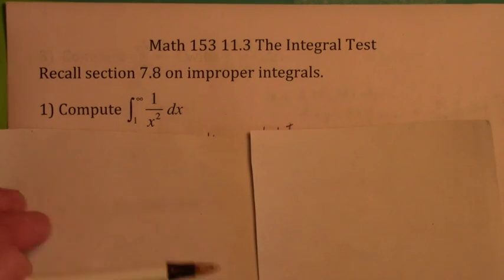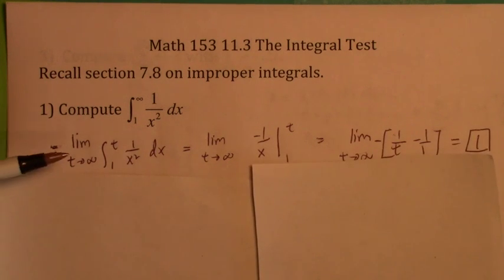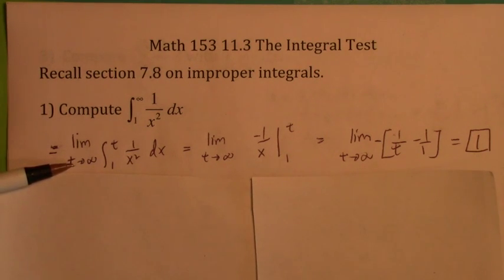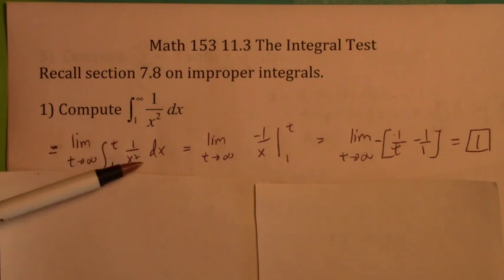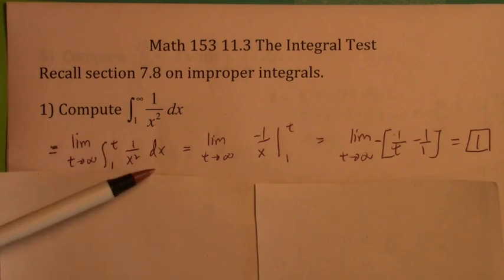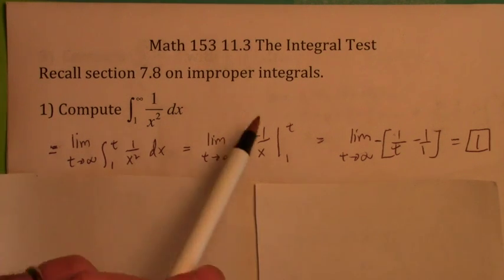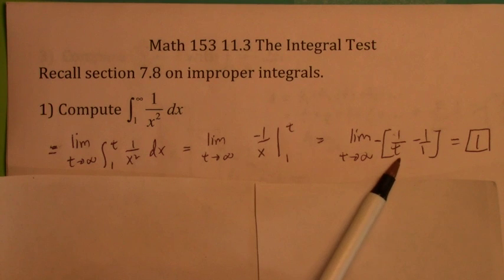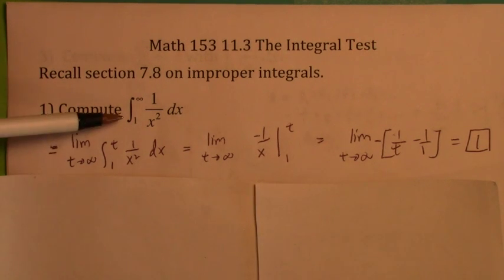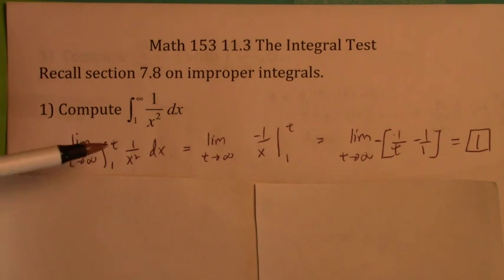And the way we handle this type of improper integral, remember how you first of all write it as a definite integral, limit from 1 to t, and take the limit as t goes to infinity? Does that ring a bell? Then what you do is you compute the definite integral. You may have to use some technique of integration, and then after you compute the definite integral, you take the limit as t goes to infinity. And if that limit exists, then we say the improper integral converges. Well, we're going to use improper integrals to determine the convergence of infinite series.